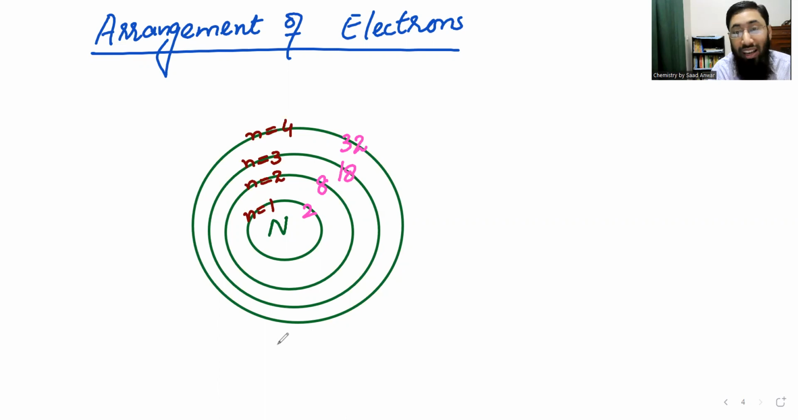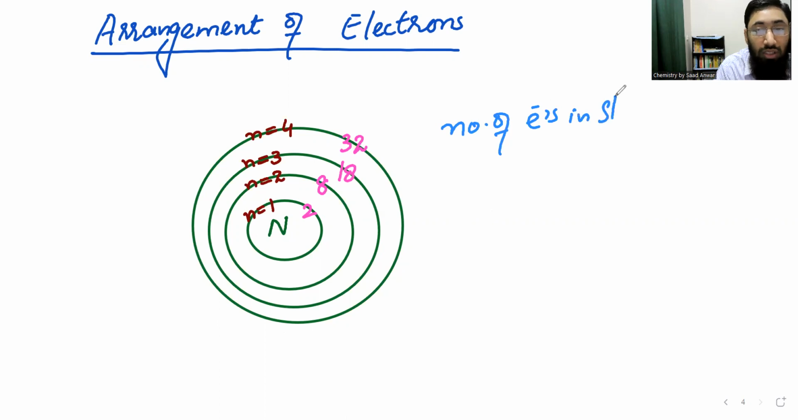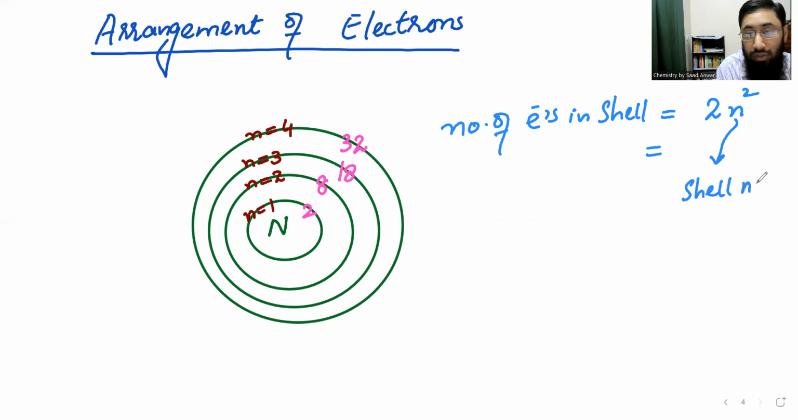And there is a formula as well. This formula helps us to calculate the number of electrons in different shells. How can we calculate the number of electrons in a shell? The formula is 2n raised to power 2, and n here represents the shell number. For the first shell, n is equal to 1. For the second shell, n is equal to 2. For the third shell, n is equal to 3. For the fourth shell, n is equal to 4.